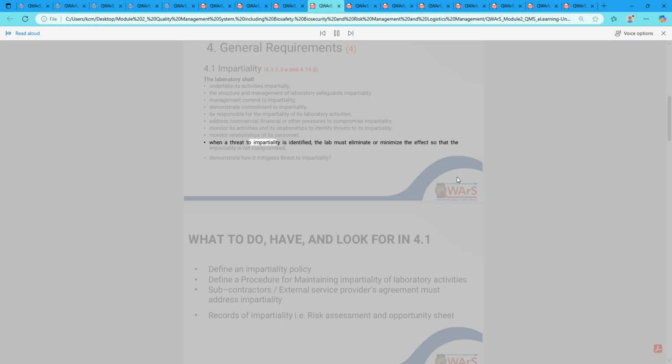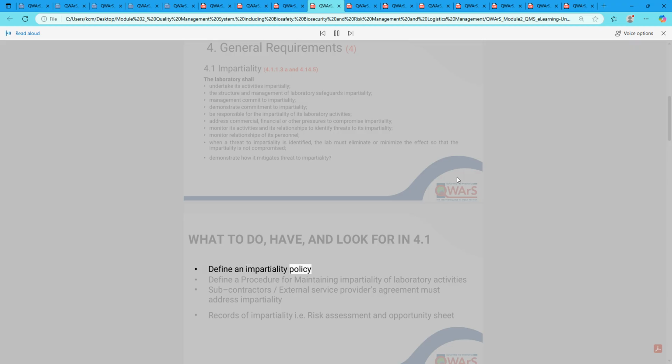When a threat to impartiality is identified, the lab must eliminate or minimize the effect so that impartiality is not compromised. Demonstrate how it mitigates threats to impartiality. What to do, have, and look for in 4.1.